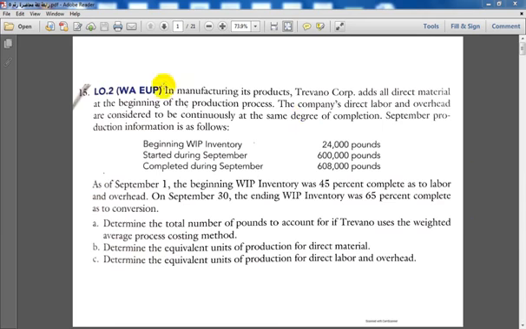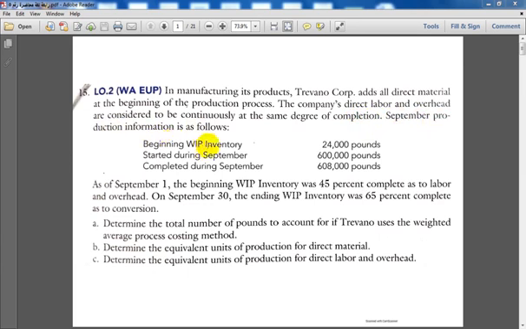Exercise number 1. In manufacturing its products, Trivano Corporation adds all direct material at the beginning of the production process. So, direct material will be added at the beginning of the process. The company's direct labor and overhead are considered to be continuously at the same degree of completion. September production information is as follows.